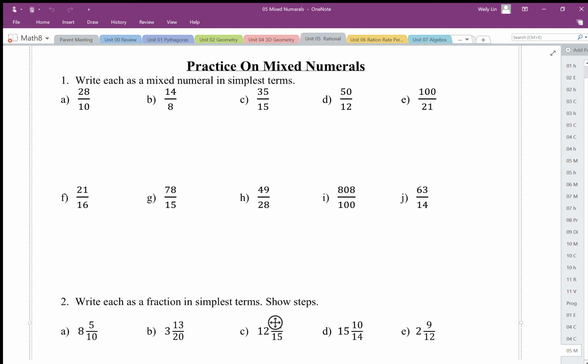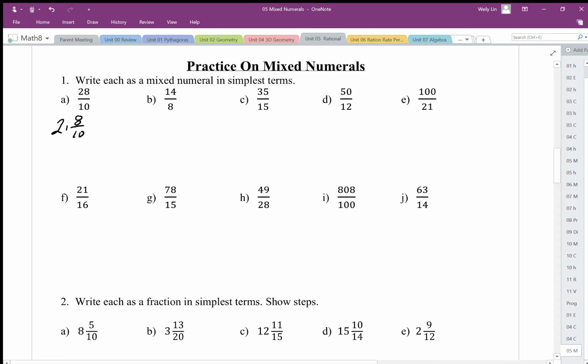To convert these improper fractions into mixed numerals, we need to find the whole parts and the leftover parts. So how many groups of 10 can fit into 28? We can get 2 whole parts, and we're going to have 8 parts left over, and we add it on to the 2 whole parts. So we get 2 and 8/10.